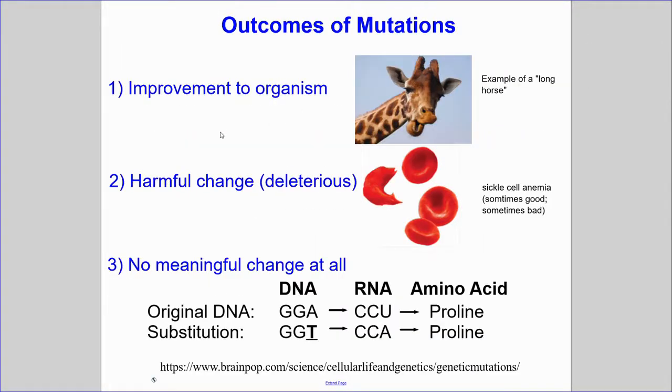So every now and then a mutation will come along and improve a protein, which will help an animal survive better. Most likely you'll have a harmful change. This is called a deleterious mutation. An example of that would be the sickle cell disease, where it still functions, but it's not that good. It's not as good as the original. Or it could be that the problem is very serious and it would cause or lead to a loss of life. The third outcome is that there's no meaningful change whatsoever. That would be the case of a silent mutation as shown down here. GGA and GGT still code for the same amino acid protein.